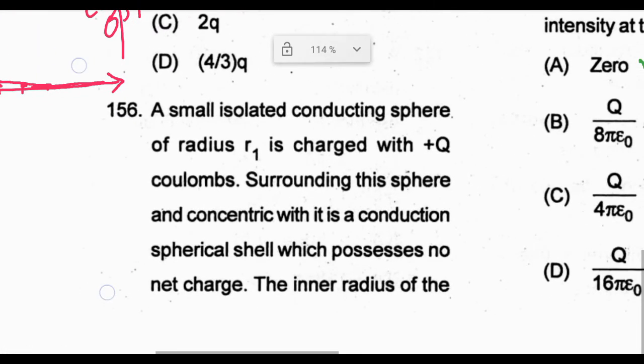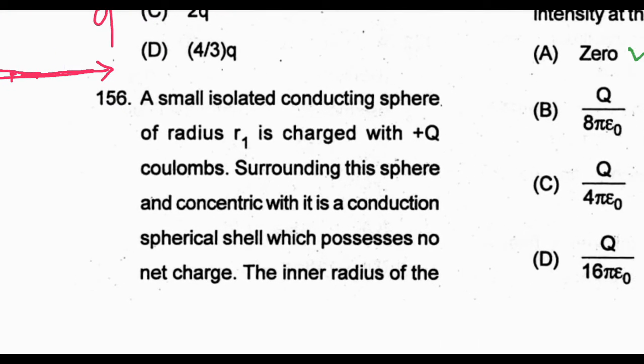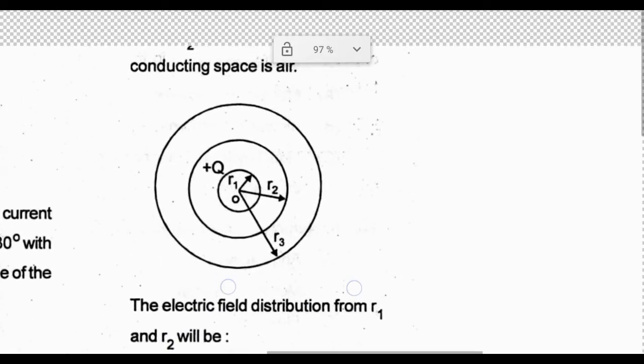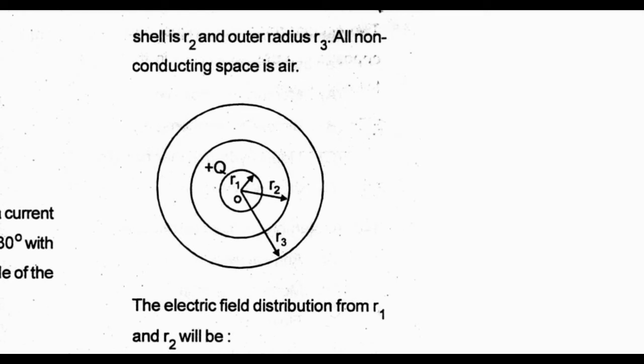Next question is, a small isolated conducting sphere of radius r1 is charged with plus q coulomb. Surrounding this sphere, concentric with it, is a conducting sphere. Actually the language given here is not correct. It should be written as a concentric conducting sphere which possesses no charge, net charge is zero. The inner radius of the shell is r2 and the outer radius is r3. All non-conducting space is air.